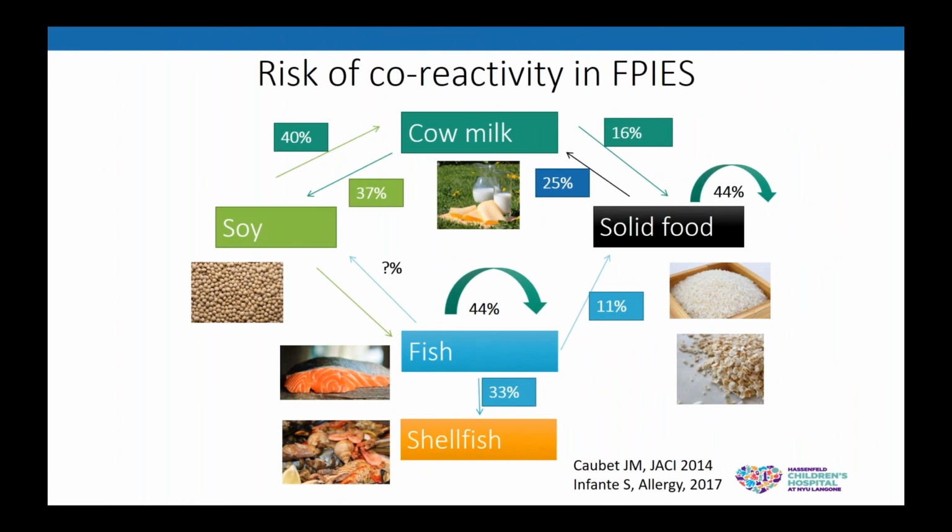So here I think is the most important slide to answer that question: there is some risk of co-reactivity in FPIES. We are not sure if it's truly cross-reactivity, but we know empirically that if a child reacts to one grain, they have about 40–50% chance of reacting to another grain shortly after that initial reaction. If they react to milk, they have about 40% chance of reacting to soy and vice versa. And the chances of co-reactivity to different types of fish, or between fish and shellfish, are higher.